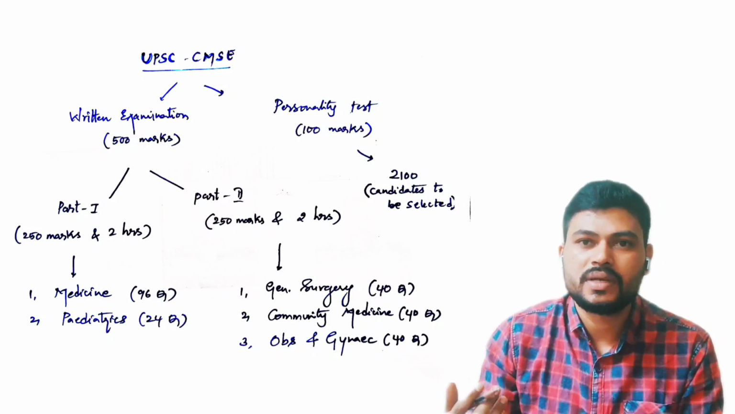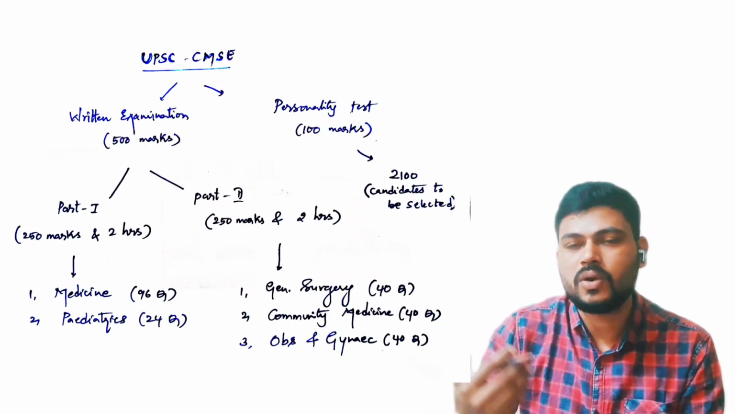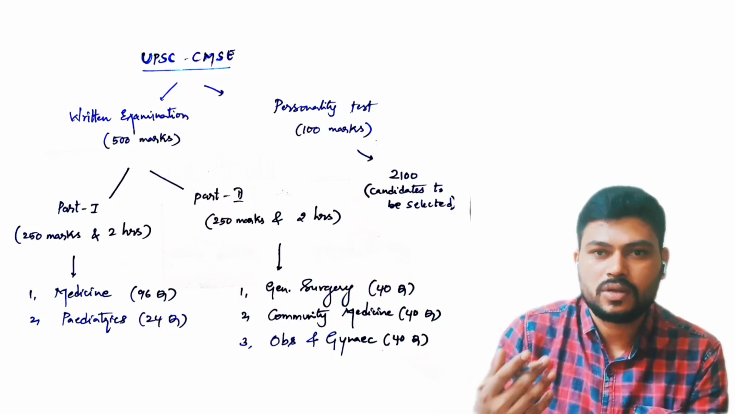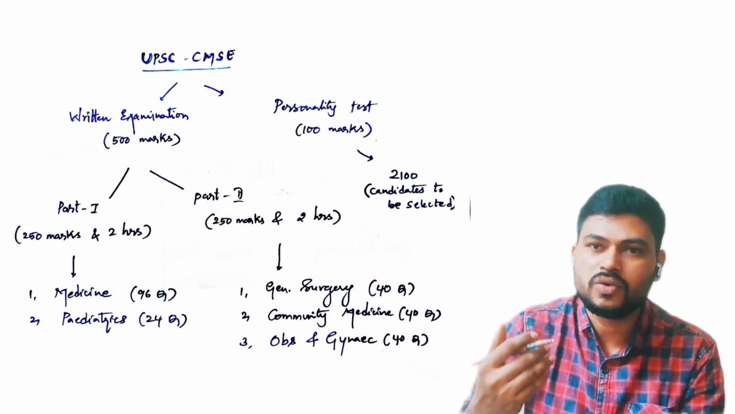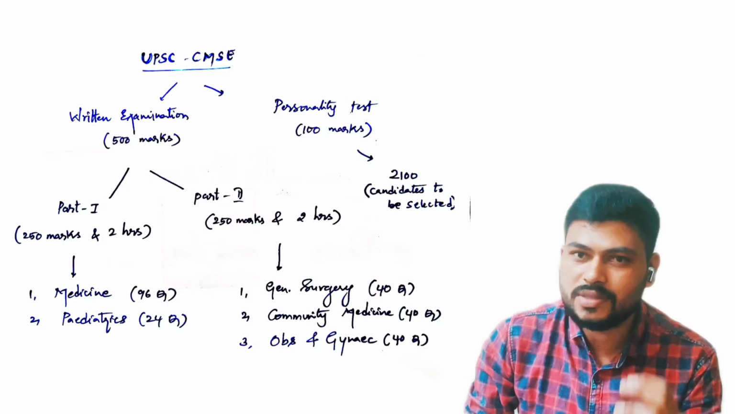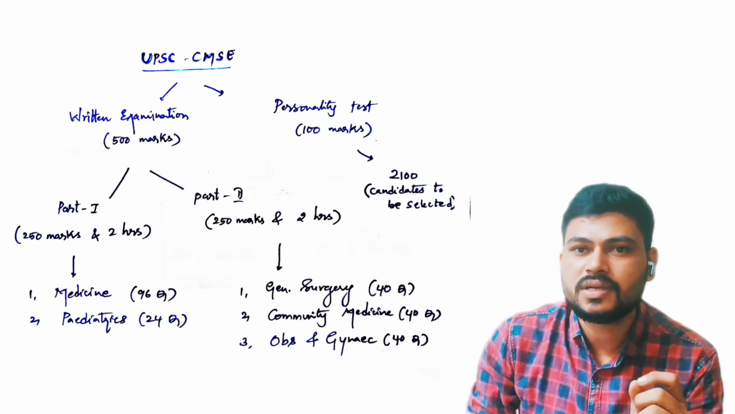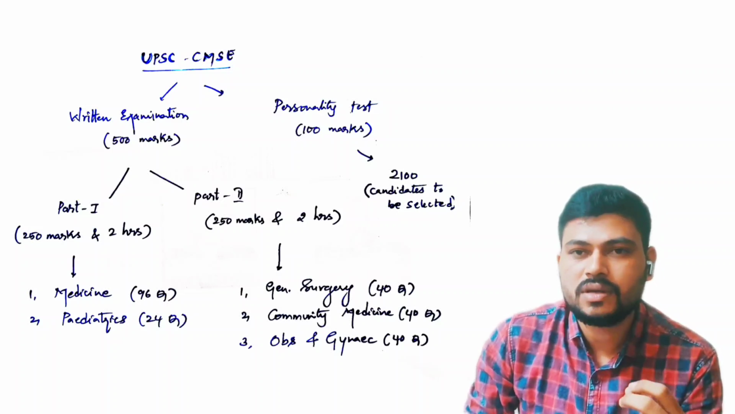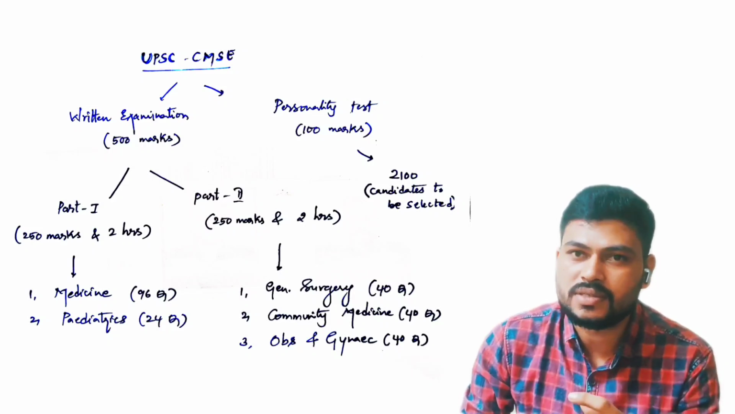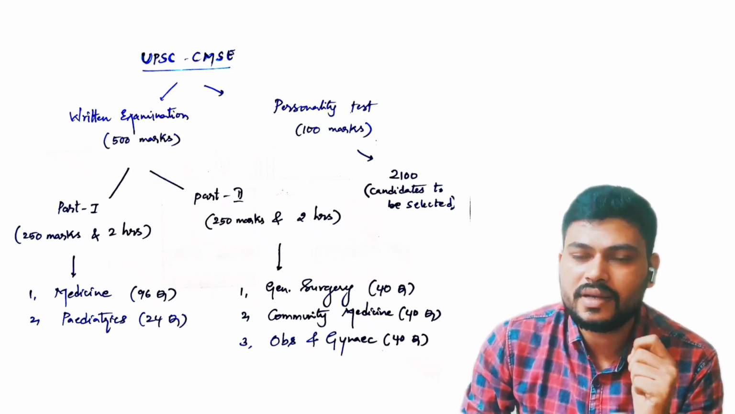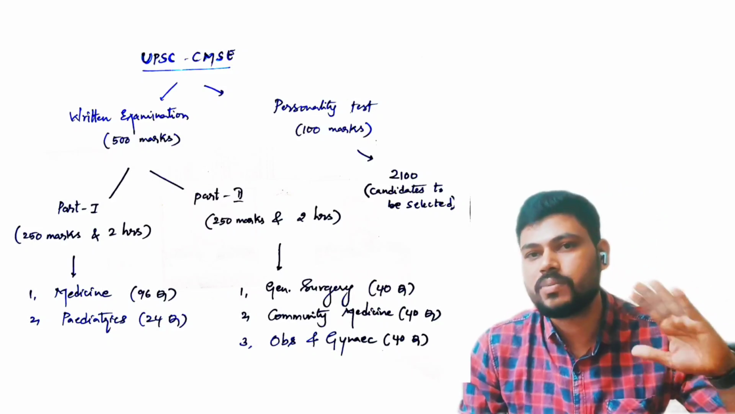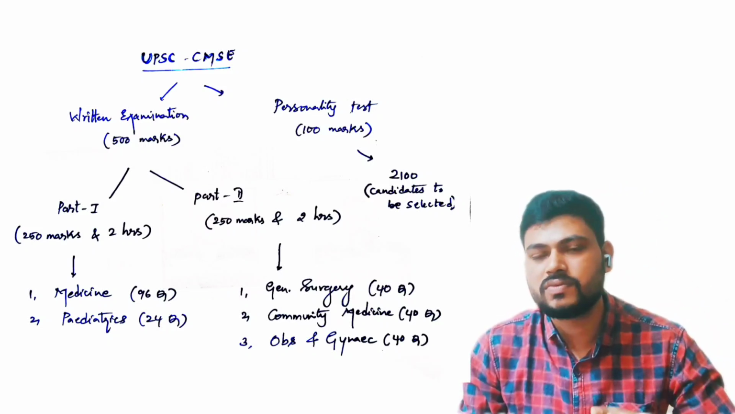This MCQ-based exam has part 1 and part 2. The morning session is for 2 hours, and the evening session is for 2 hours. The total exam is for 500 marks, divided into 250 marks and 250 marks. Paper 1 of 250 marks includes general medicine as well as pediatrics, and paper 2 is general surgery for 40 MCQs, 40 MCQs for OBG and 40 MCQs for community medicine. In paper 1, general medicine has 96 MCQs and the next 24 MCQs are for pediatrics. So there are 120 MCQs for paper 1 in the morning session and 120 MCQs for paper 2 in the evening session.